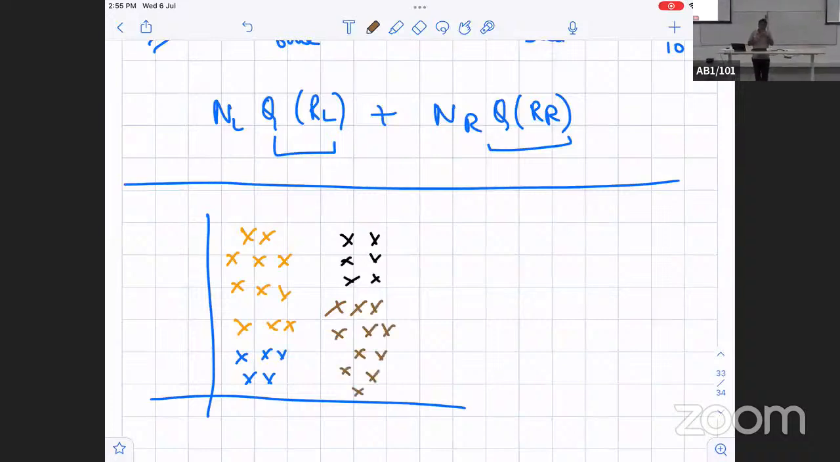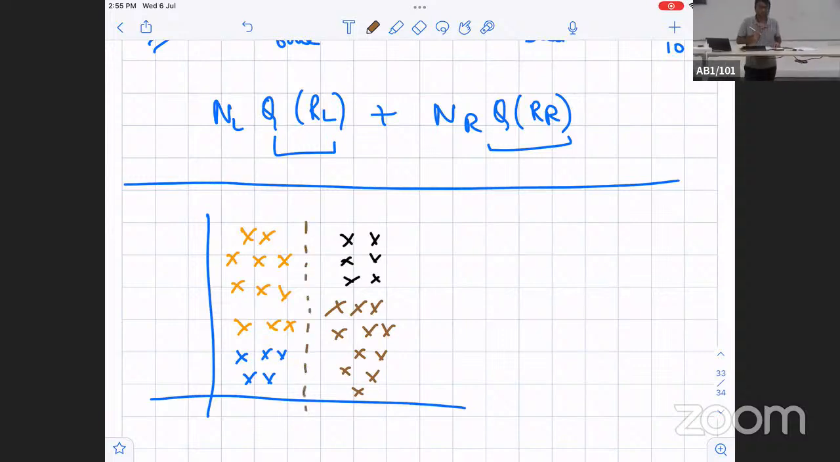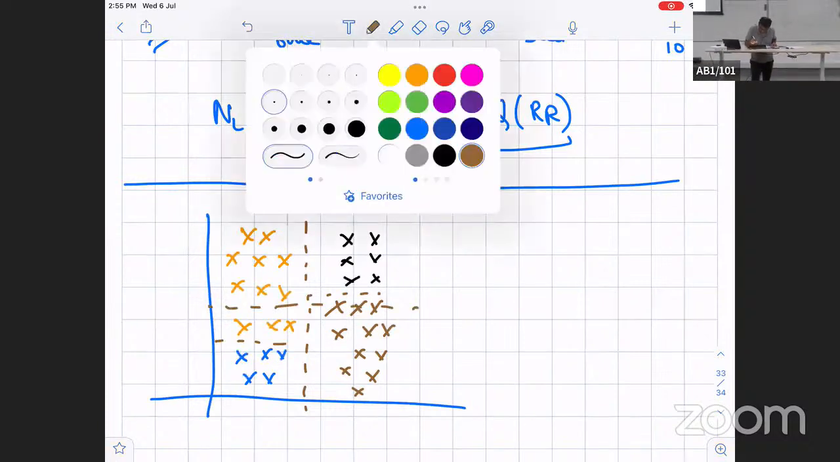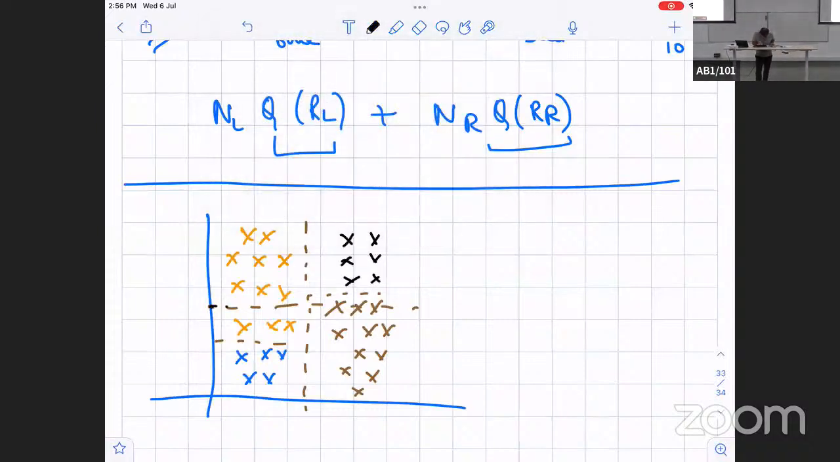Okay, so this is the arrangement. Now there are 2 ways I can split. First, I can split over here, and then I can split like this and like this. This is one way. Or I can split like this, and then maybe I will show it in black.